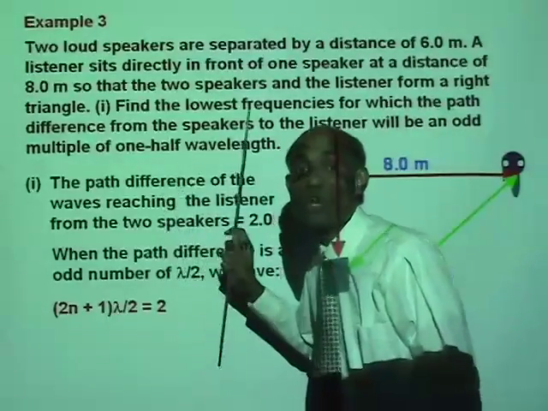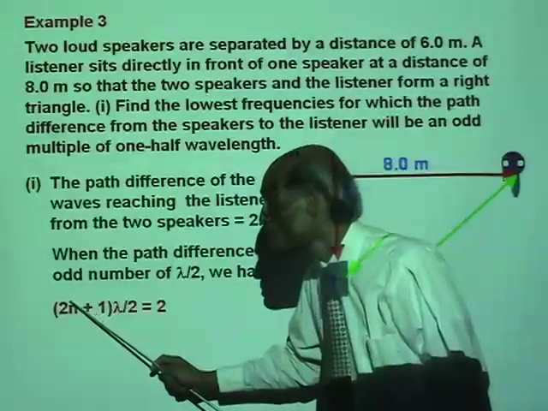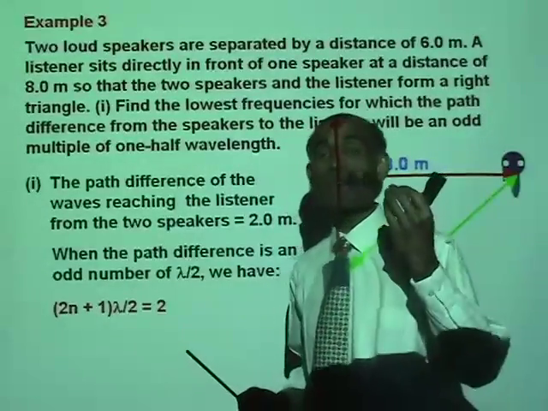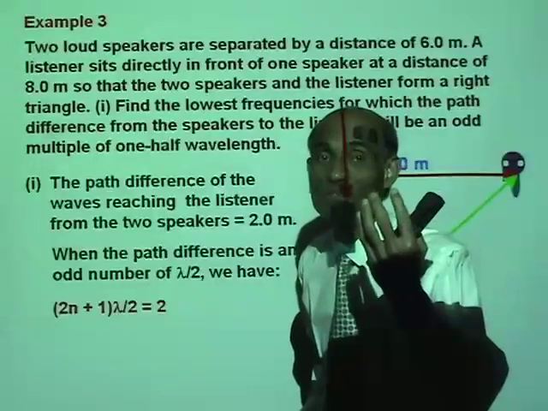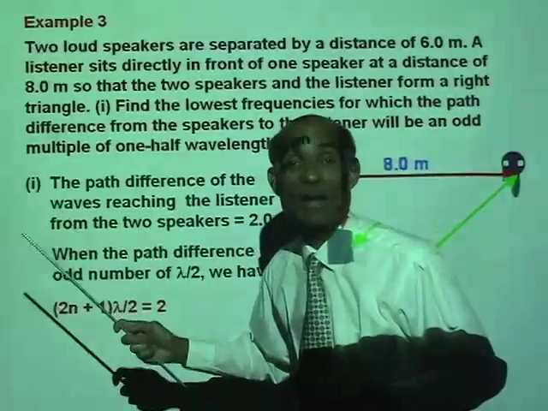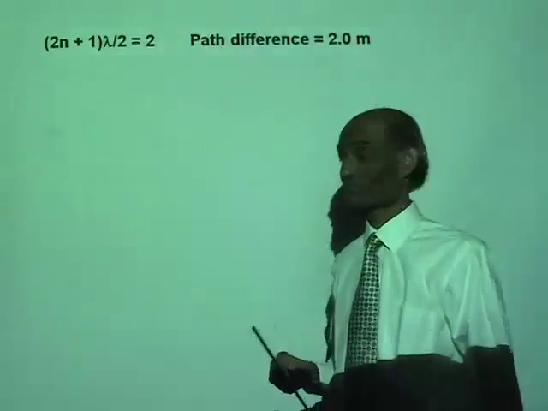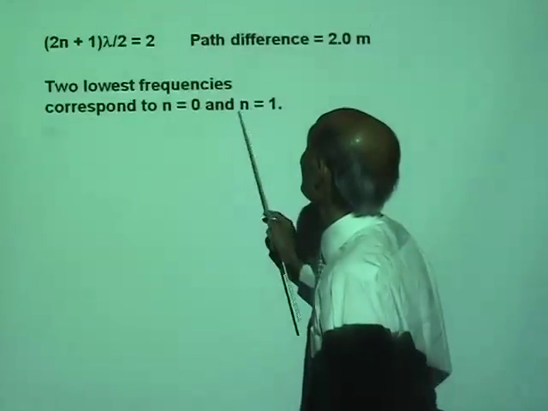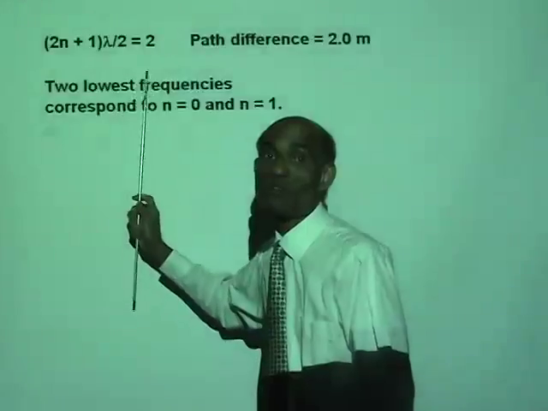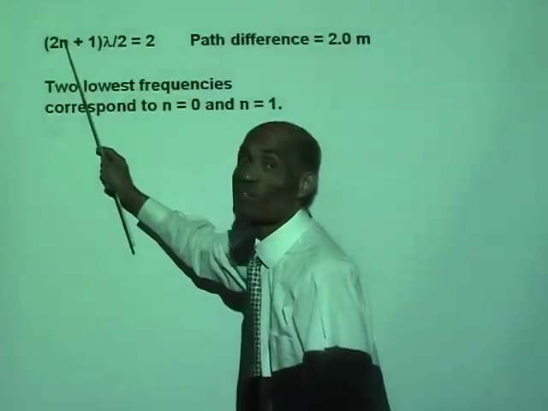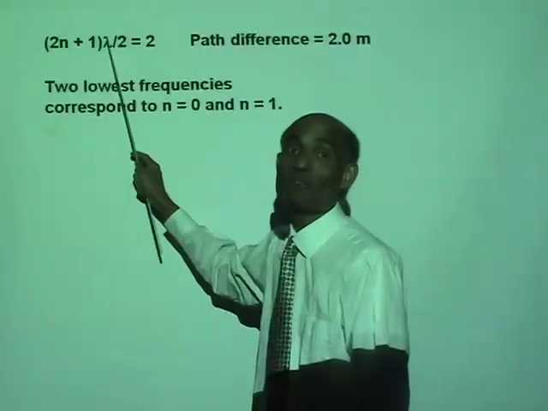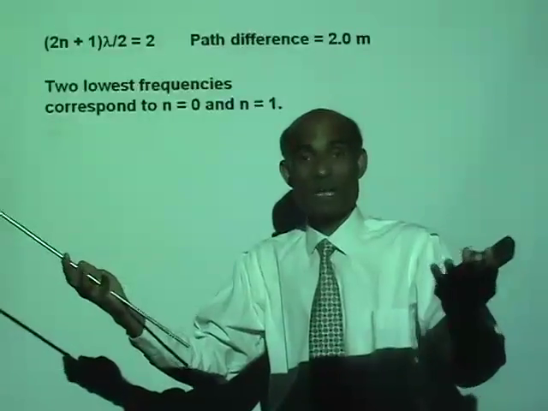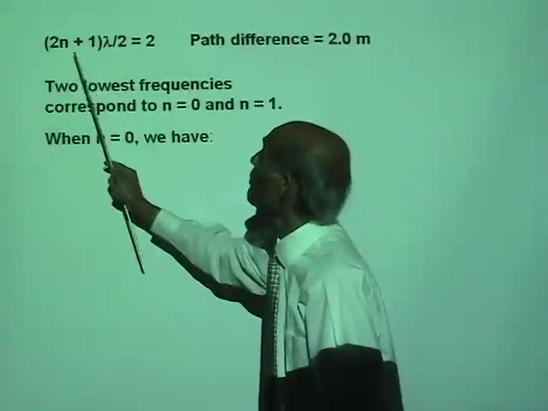And we need to find the lowest frequencies. That means the lowest frequencies will correspond to the lowest values of n. What are the lowest values of n? Integer values. n equal to 0 and 1 are the two lowest values. Alright? Two lowest frequencies correspond to n equal to 0 and n equal to 1. So what we will do is, we will assign n equal to 0 here and find the corresponding value of the wavelength. Once you know the wavelength, we can then figure out the frequency. You see that?